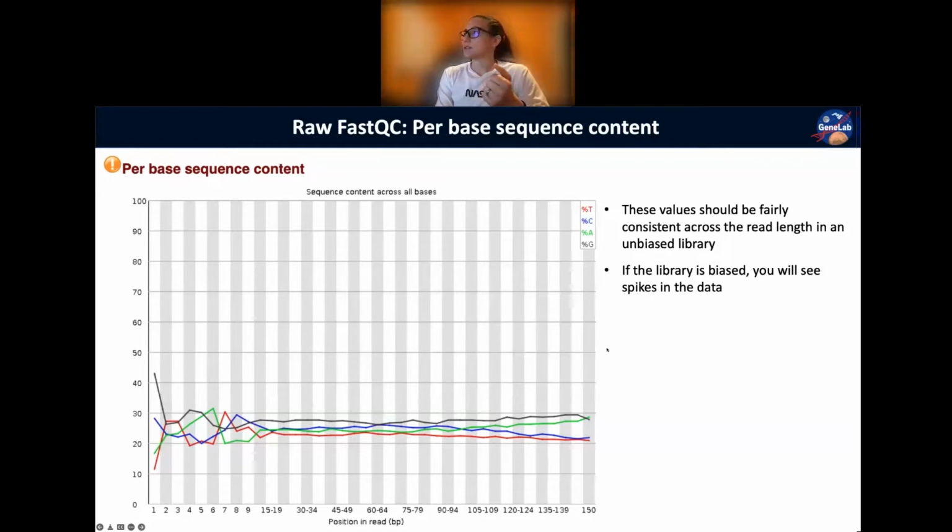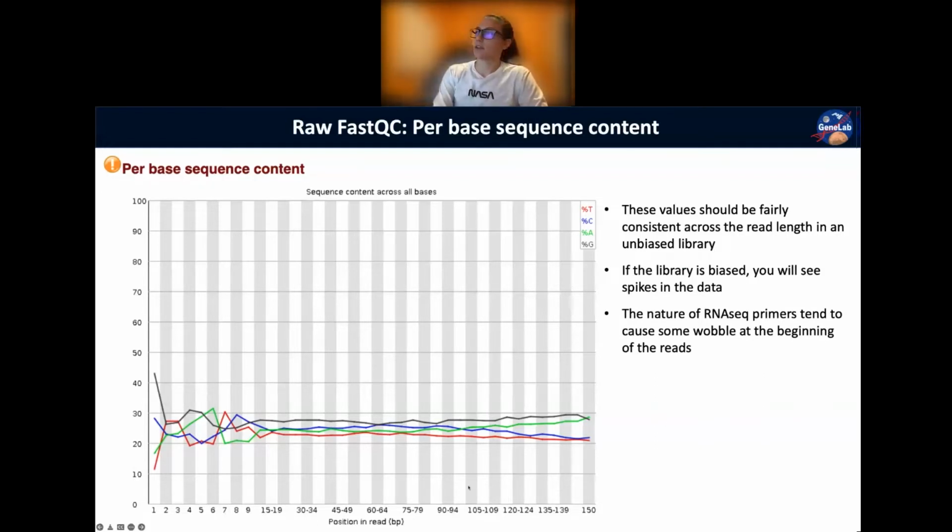What you do notice is at the beginning here, we do see what looks like some bias, right? Any ideas why that is for RNA-seq data? Oh, I just gave you the answer, my bad. I'm going to reverse that. Why do you guys think?